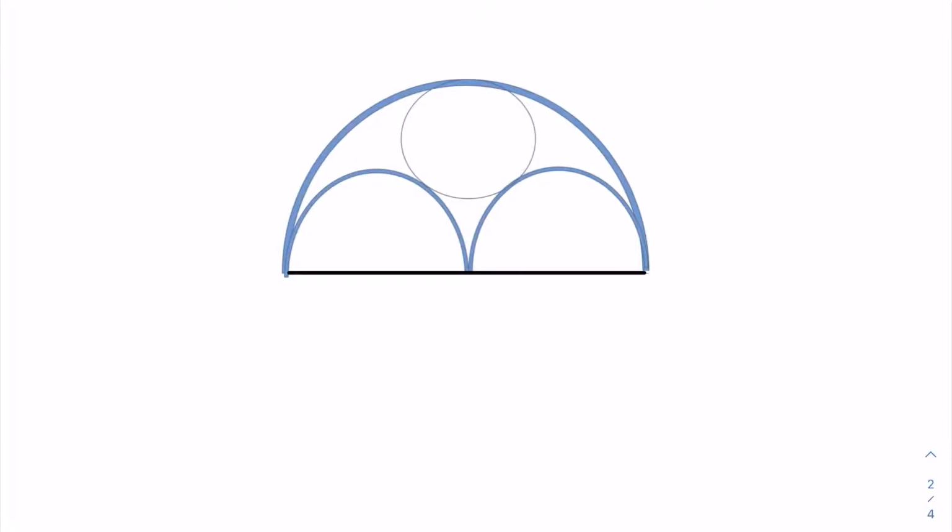Alright, let's try solving this problem. So we are given the radius of this bigger semicircle, which is 7 centimeter, and therefore this radius of that semicircle is 7 centimeter too. And so is the case with this radius, because all the circle's radiuses have the same dimension, 7 centimeter in this case.